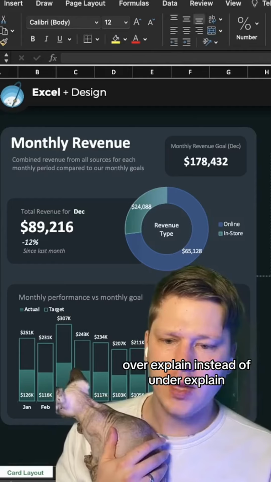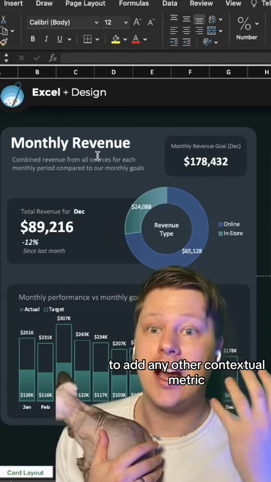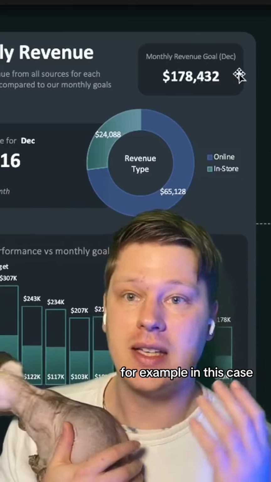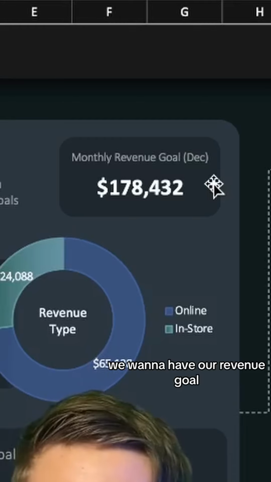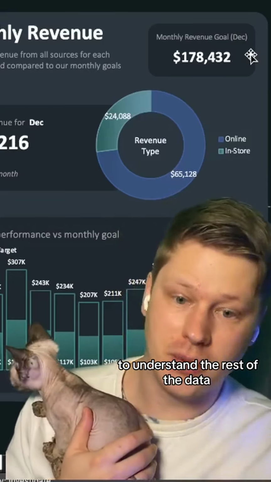Over-explain instead of under-explain. I also like to use that top part of the page, because that's typically where people start reading, to add any other contextual metric. For example, in this case, we're talking about revenue. We want to have our revenue goal or our revenue target right up front, because you need that information to understand the rest of the data.